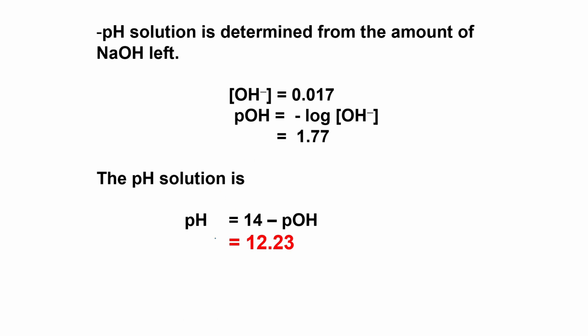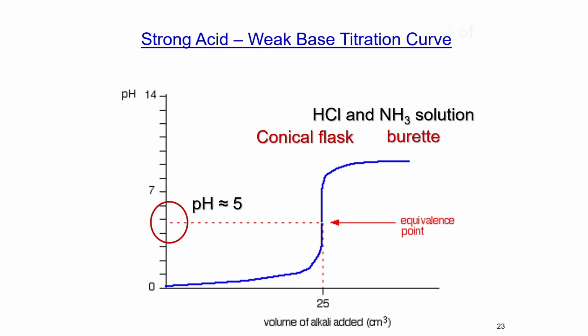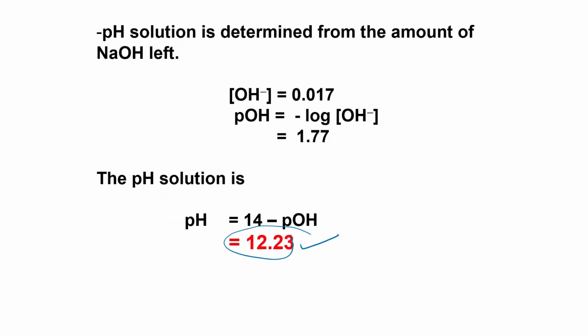So kita ada pH 12.23. Okay, so ini memang sepatutnya sebab sekarang ni kita ada excess of NaOH. So pH nya dalam range base. Okay, then kita akan sketch graph yang tadi tu. Okay, so kita ada 1.0, kemudian 1.48, dan kita ada pH 7, so sekarang ni kita ada 12.23.